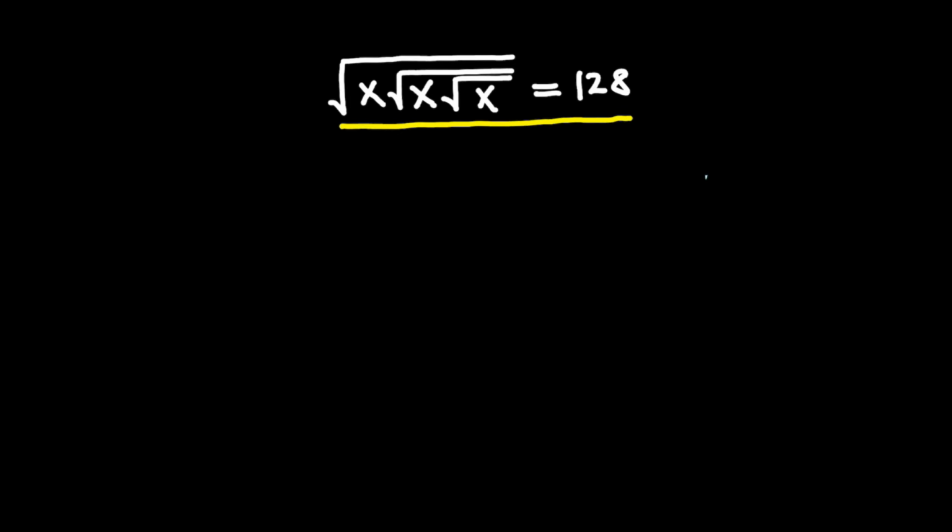Let us solve for x in this problem. Square root of x times square root of x times square root of x is equal to 128. There are two ways to solve this problem. I'm going to start with the very first method, which I believe is simpler.